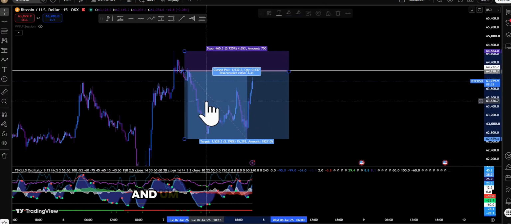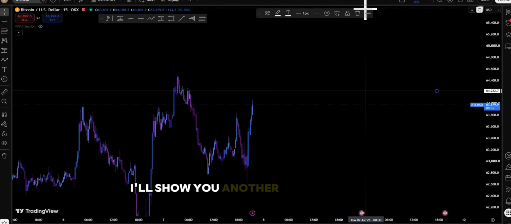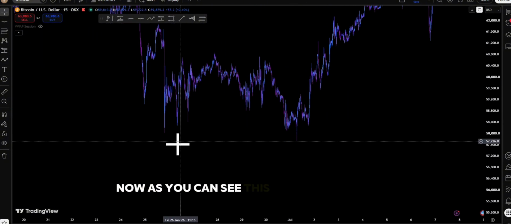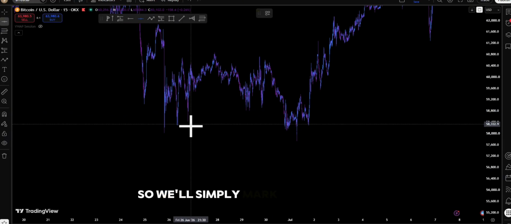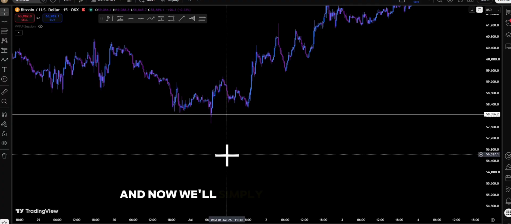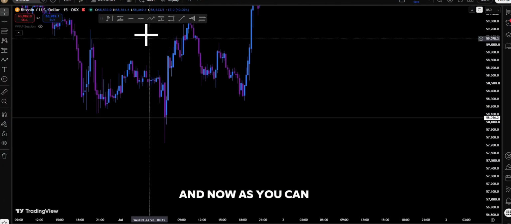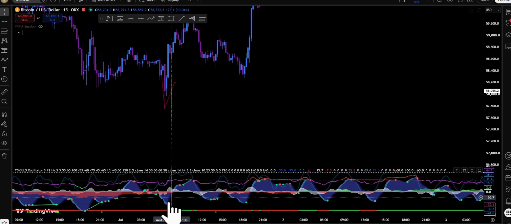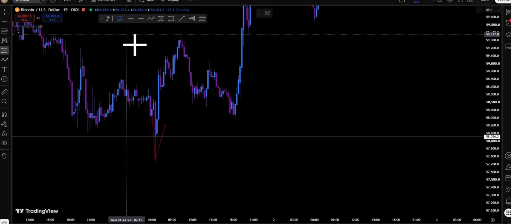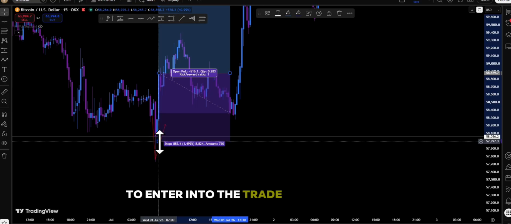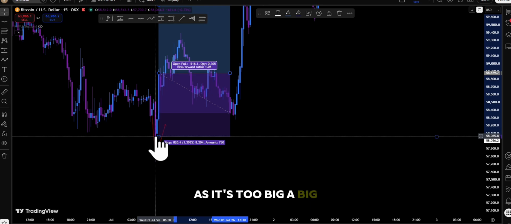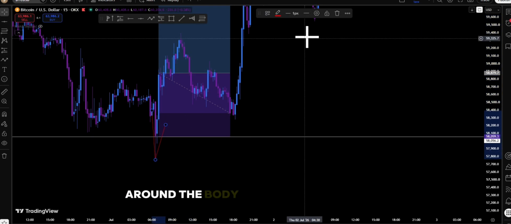And now the most important part, I'll show you another setup from this exact strategy that I personally use. Now as you can see, this is a clear draw on liquidity, so we'll simply mark it out. And now we'll simply open the indicator, and you can see the price swept that level and reclaimed the level. So now we'll open the indicator, and you see that there is a green divergence. When this divergence forms, that's the exact moment when you're supposed to enter into the trade. And in this case, I would have placed my stop loss around the body of those two candles.